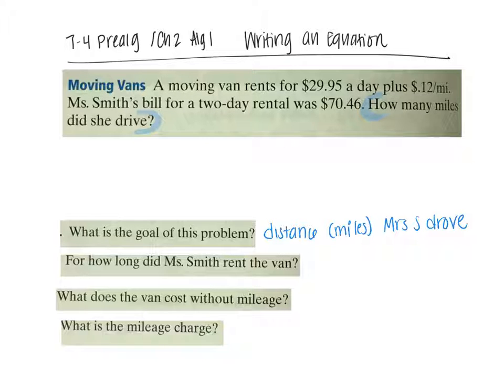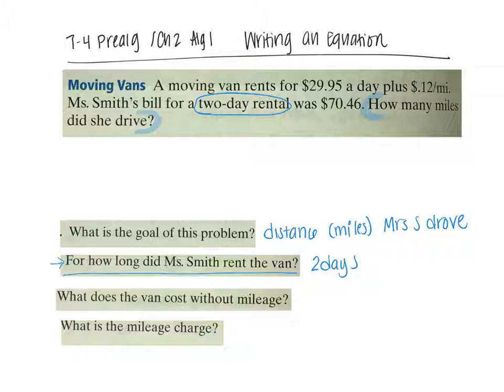Okay, how long did Mrs. Smith rent the van? Let's go back through and reread our equation. Well, a moving van rents for $29.95 a day plus 12 cents a mile. Mrs. Smith's bill for a 2-day rental was $70.46. How long did Mrs. Smith rent the van for? Hopefully you noticed that it said 2 days right up here.